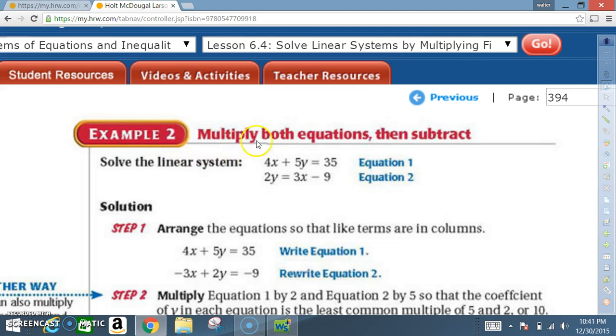Example 2, multiply both equations, then subtract, or multiply the bottom equation by a negative value. Solve the linear system 4x plus 5y is equal to 35 and 2y is equal to 3x minus 9.